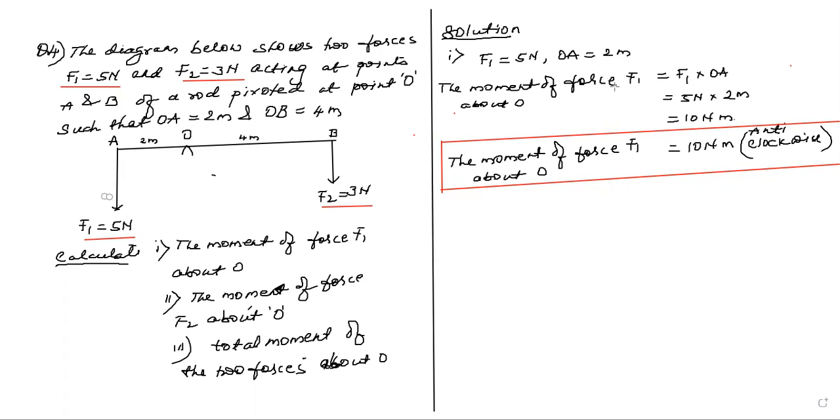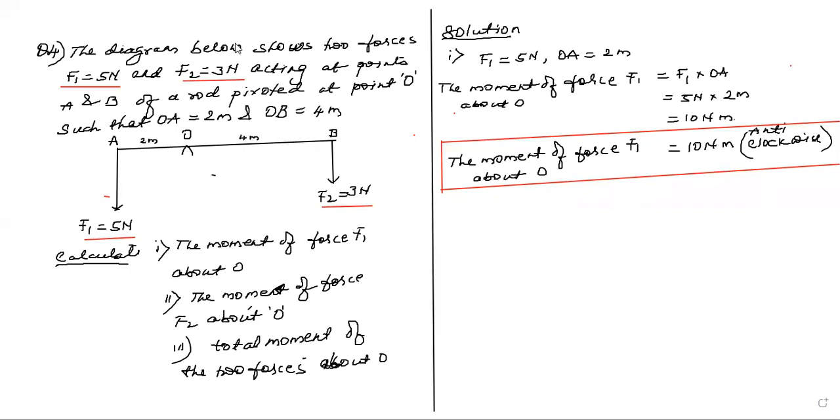So the moment of force F1 about O will be F1 into OA, 5 into 2. Got it? How much do you get? 10 Newton meter. So the moment of force F1 about O equals 10 Newton meter, and you can see it's anti-clockwise. It will rotate anti-clockwise. Now let's see the second part.